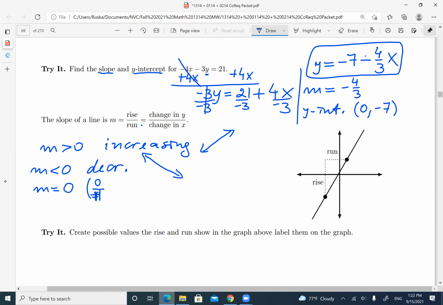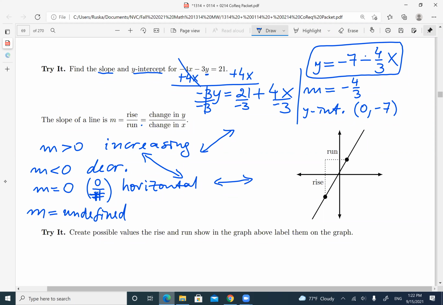So 0 divided by any number is going to give you 0. And this is the slope of a horizontal line. A horizontal line looks like this. From point to point, there's no rise. It stays on the same level. It's horizontal. Now we have one more option, when the slope is undefined.